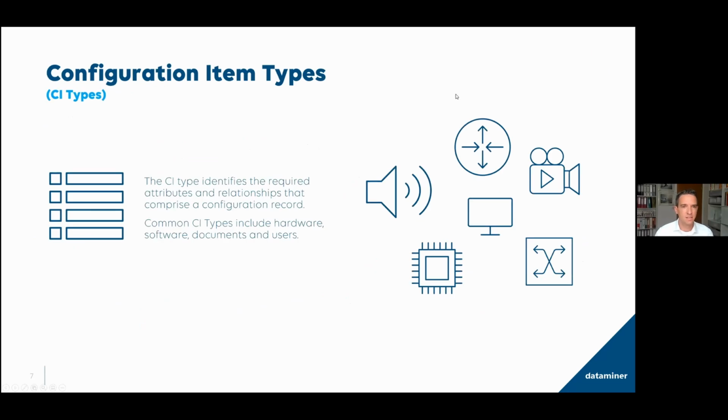What is that? I checked the internet. It's commonly defined as: a CI type identifies attributes and relationships that comprise a configuration record. So everything you need to know about what you need to do with your equipment. That can be hardware, software, documents, also users. Today we focus more on hardware and software, obviously.